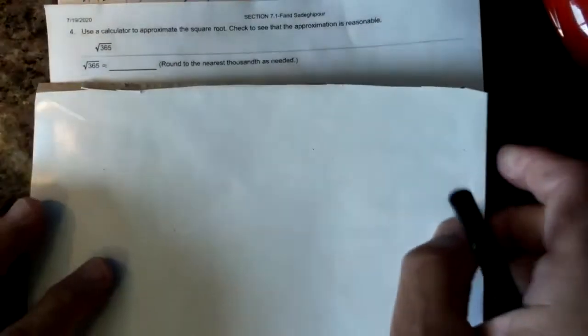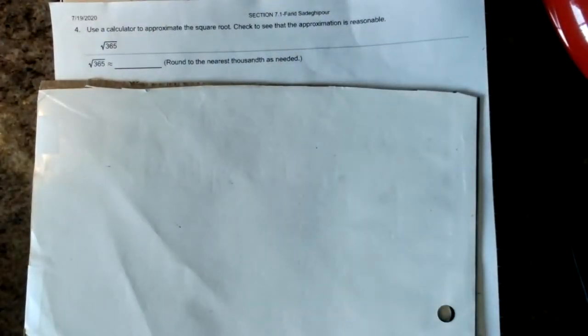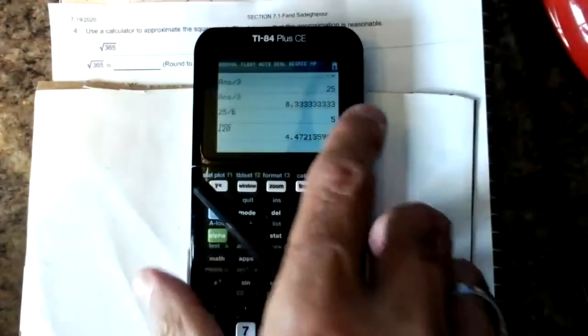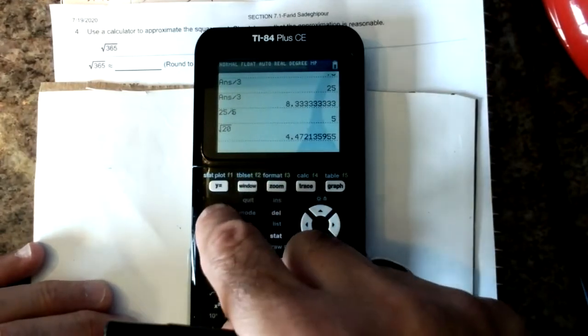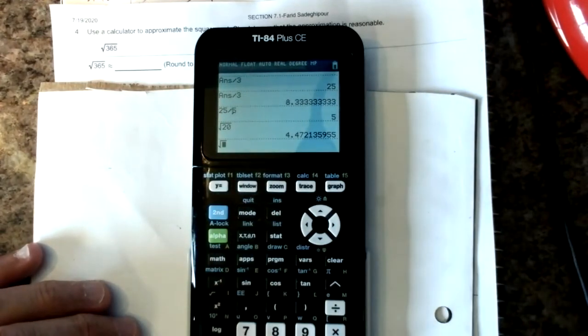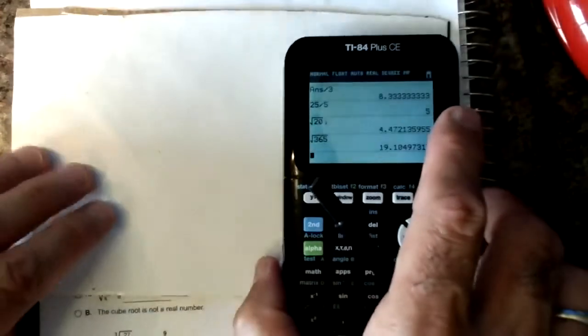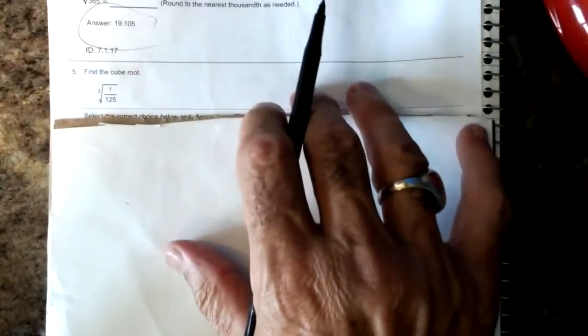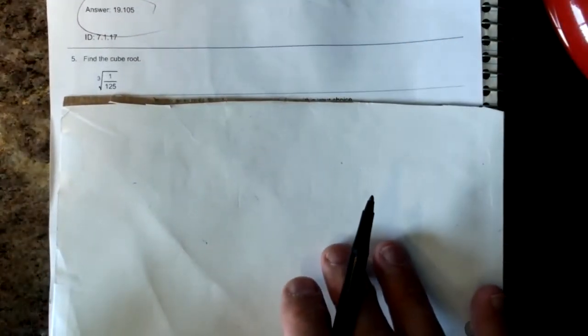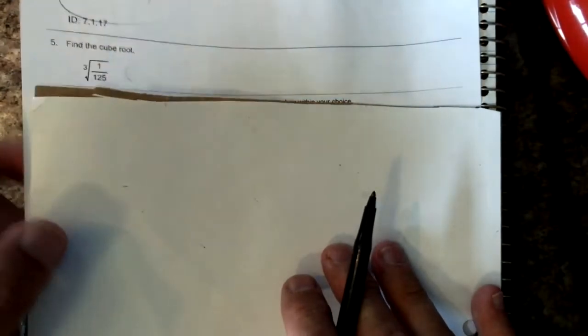Find radical 3. Use the calculator to do that. Well, okay, if that's a calculator, let's just do whatever they are asking. 365. 19.10. And then find the cubic root. Now let's look at this one.